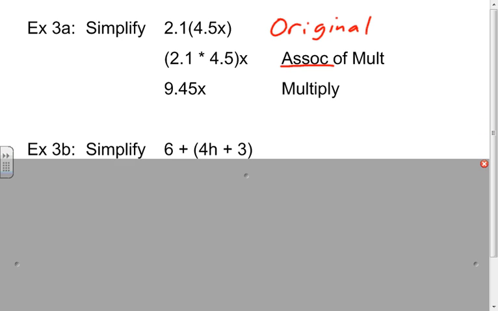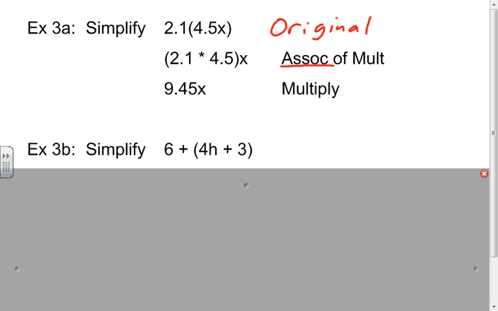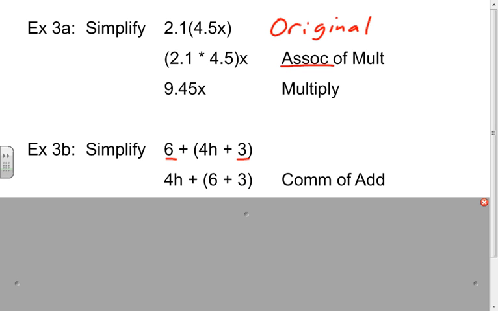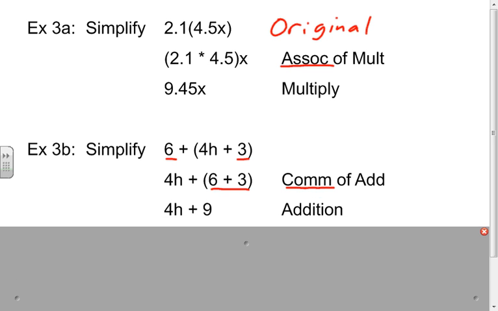In the next example, I'm trying to simplify 6 plus (4h plus 3). Now I can't add 4h and 3 together, but I can add the 6 and the 3. So I need to get those to be next to each other. I changed the order of the numbers, I switched the 6 and the 4h, and when I change the order, that's called the commutative property. Now, since they're together, I can add the 6 and the 3. 4h plus 9 is my answer, and the reason why I could go from this step to that step is because of addition.